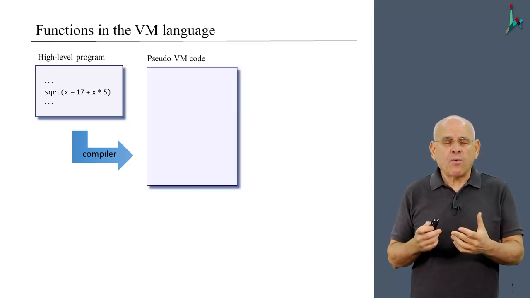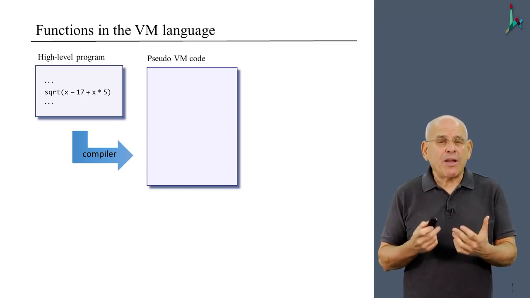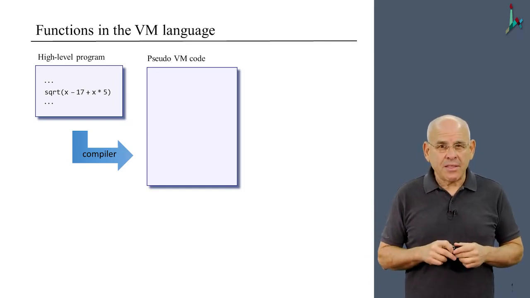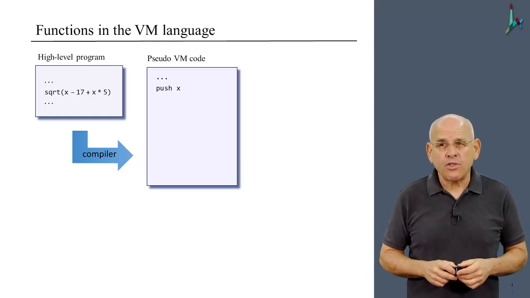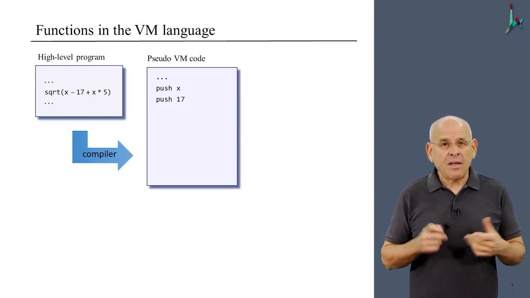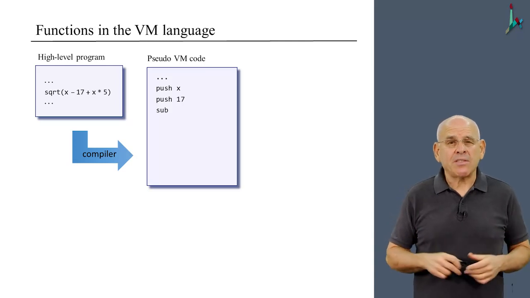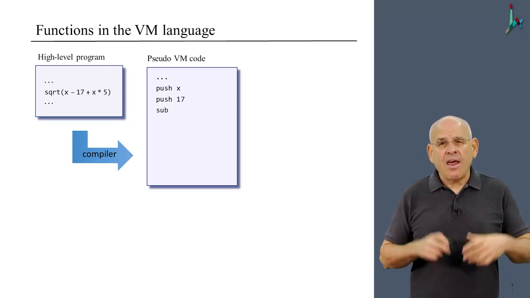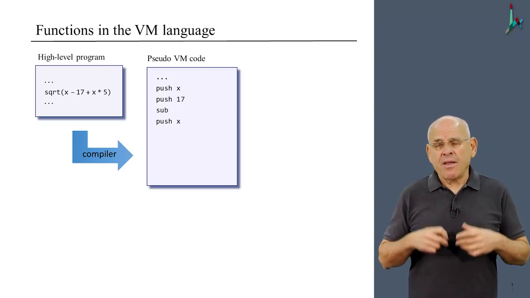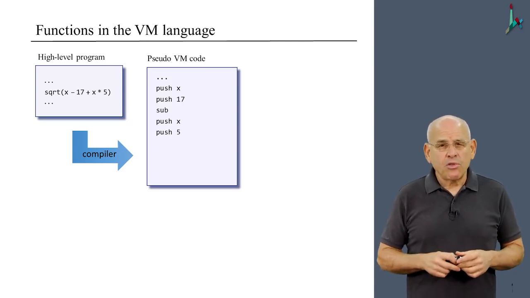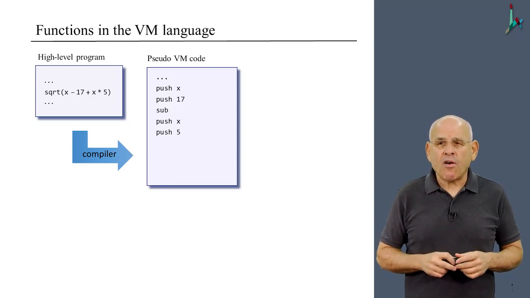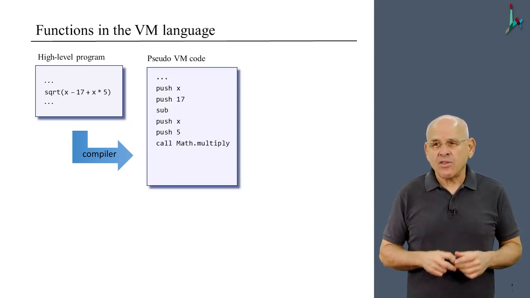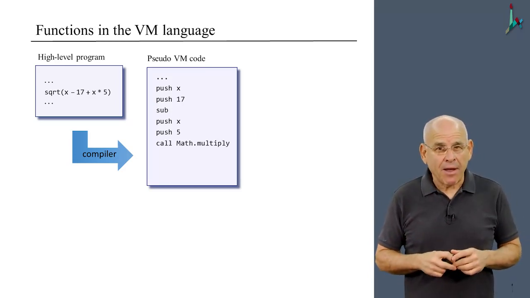Well, first of all, we have to evaluate the expression within the parentheses. So how do we do it? Well, we start with push x, push 17, subtract. This will give us the result of x minus 17. Then we do push x, push 5, and then we do something that you haven't seen before. We call the function math.multiply.